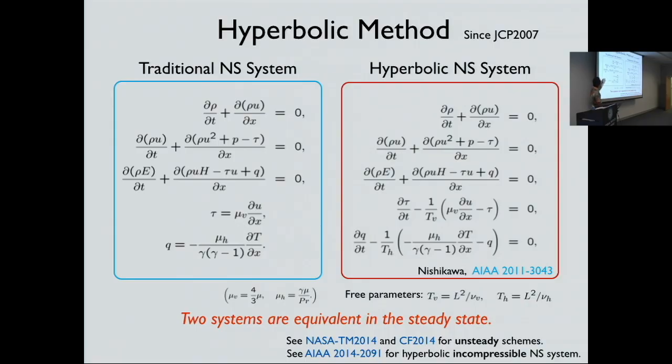So on the left, this is the traditional Navier-Stokes system: the continuity, momentum, and energy equations. Tau is the viscous stress and q is the heat flux, and mu and kappa are scaled viscosity and conductivity. This Navier-Stokes system has viscous terms which have second derivatives, because this goes in here and this goes in here, differentiated once again. But the hyperbolic Navier-Stokes system that I propose is this one on the right. It has exactly the same continuity, momentum, and energy equations, but it has additional equations.